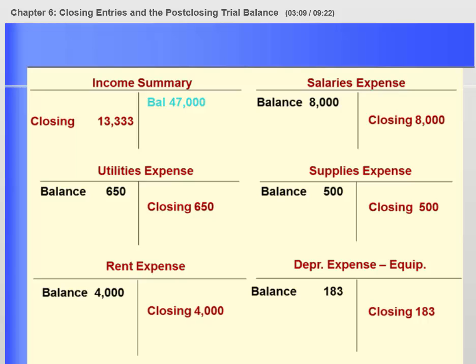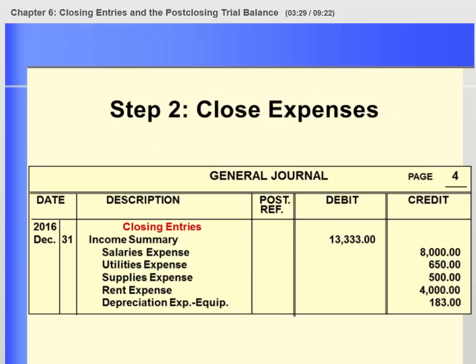The income summary account will be debited for the total of all the credits made to the expense accounts. Each expense account will be credited to bring their balance down to zero. Here is what the T accounts look like. Each expense account was closed to zero and a corresponding debit was made to the income summary account for $13,333. Here is the second closing journal entry. Notice that income summary is listed first because it is the only debited account.